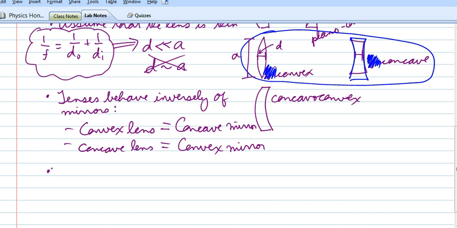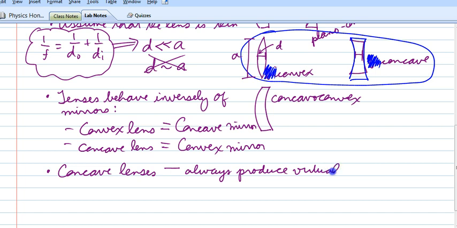So first of all, we'll start with concave lenses. Concave lenses, because they work like convex mirrors, they always produce, see if you can guess, if they work like convex mirrors, they always produce virtual images, which are smaller than the object.